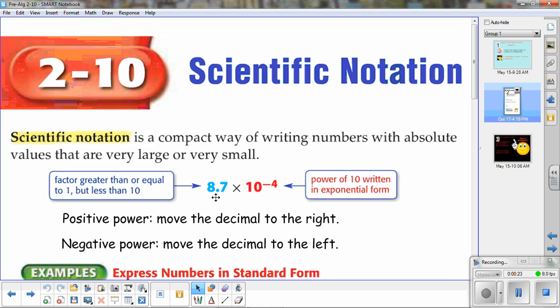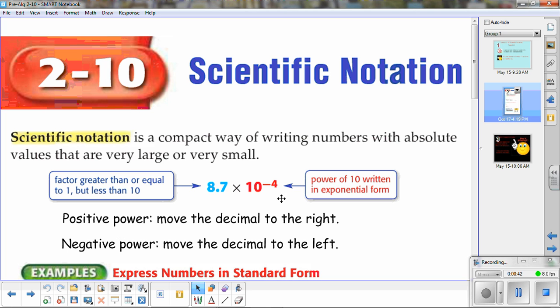This number right here needs to be a number that is greater than or equal to 1, but less than 10. Basically, you want one number in front of the decimal point. This number right here tells you how many places you are going to move the decimal point.